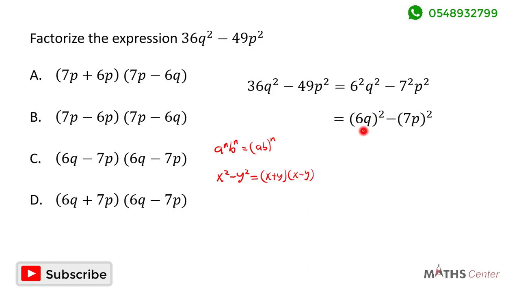So if we apply that here, then 6k squared minus 7p squared can be factorized as 6k plus 7p times 6k minus 7p. When we look through the options, we can see that the correct option is D.